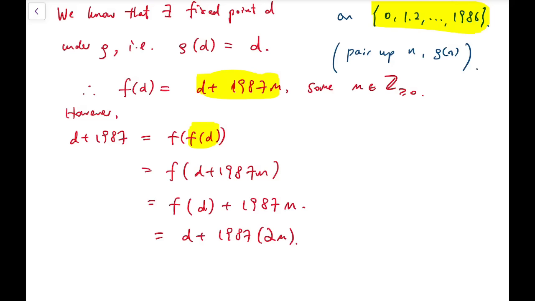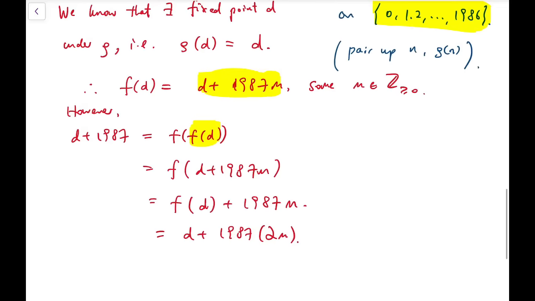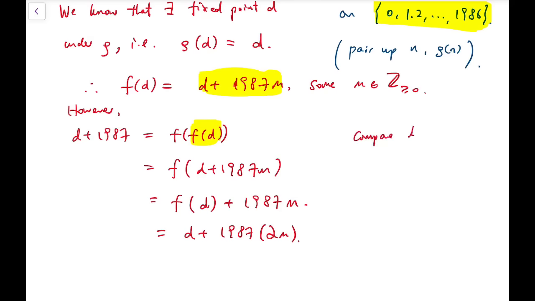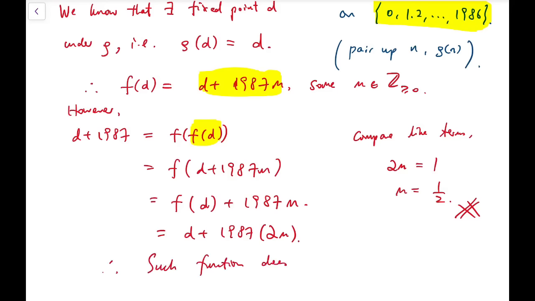So now I've managed to replace d plus 1987 by some other linear combination via the function f. So we can compare like terms, and we know that 2m equals 1, and m has to be a half, which is clearly a contradiction. So therefore, such a function does not exist. And so that's the proof.